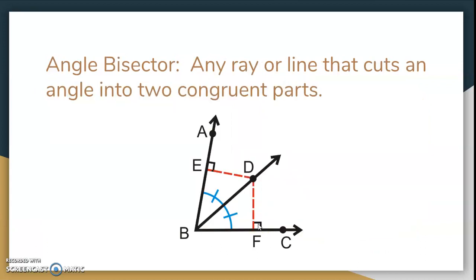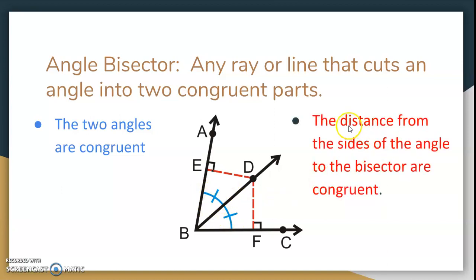Let's first look at the angle bisector. It's any ray or line that cuts an angle into two congruent parts. And there are two fascinating facts about this that we're going to use. First, we recognize that the two angles at the bottom are congruent. That is the definition of the angle bisector, that it cuts into two equal parts. So you have two congruent angles.